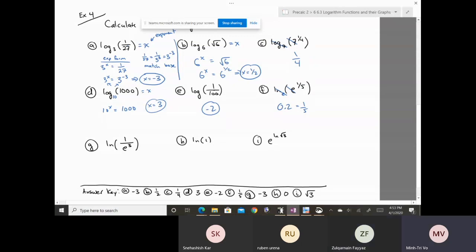Okay. And it's actually the same in I also, except it's just in the reverse order. The base of the exponential is the same as the base of the log here, so they cancel out, and so the answer is square root of 3. Okay.